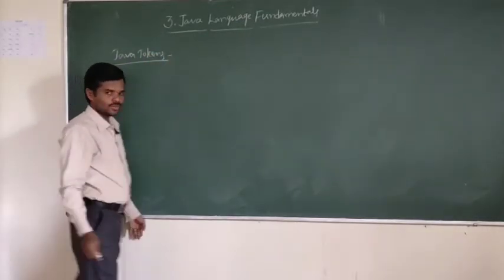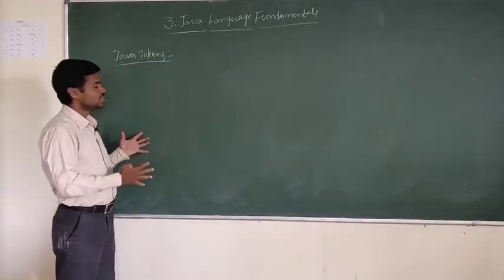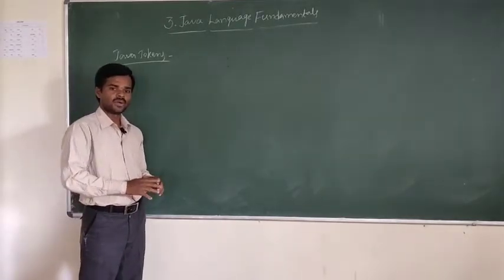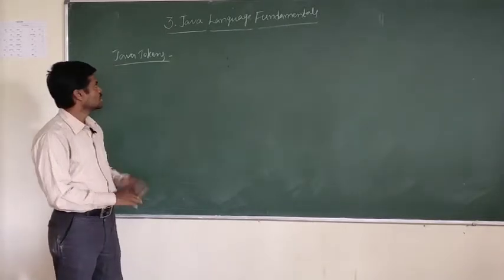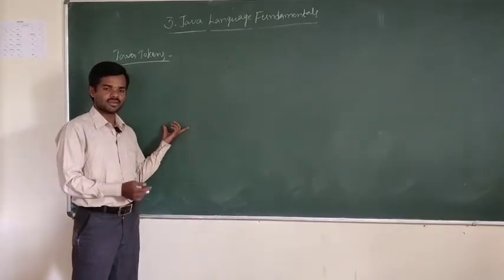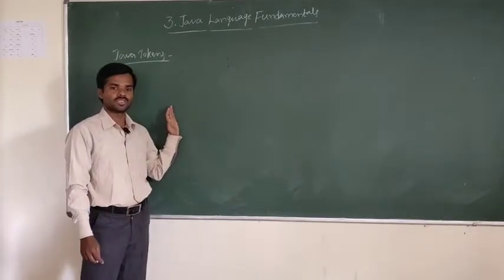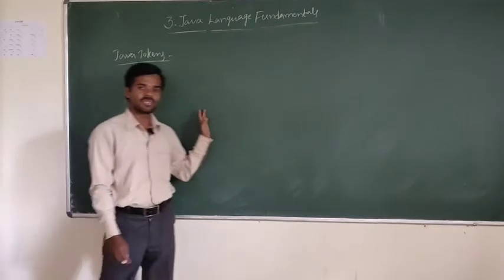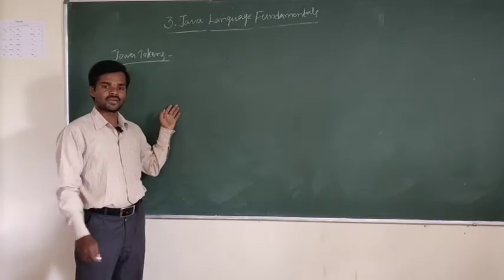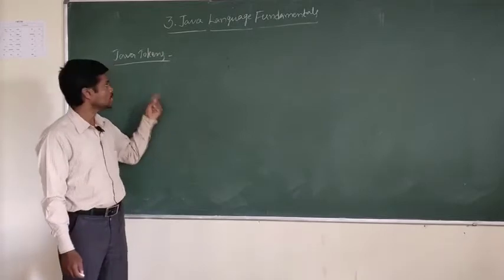So first, what is a token? Tokens are the basic building blocks of Java language. We are going to use this set of tokens to build the program. The program we are going to develop by using some set of tokens. These tokens contain some set of characters, and these characters divided in a particular order are called symbols. Those symbols are called tokens. Understood? What is a Java token? Tokens are the basic building blocks of Java language.